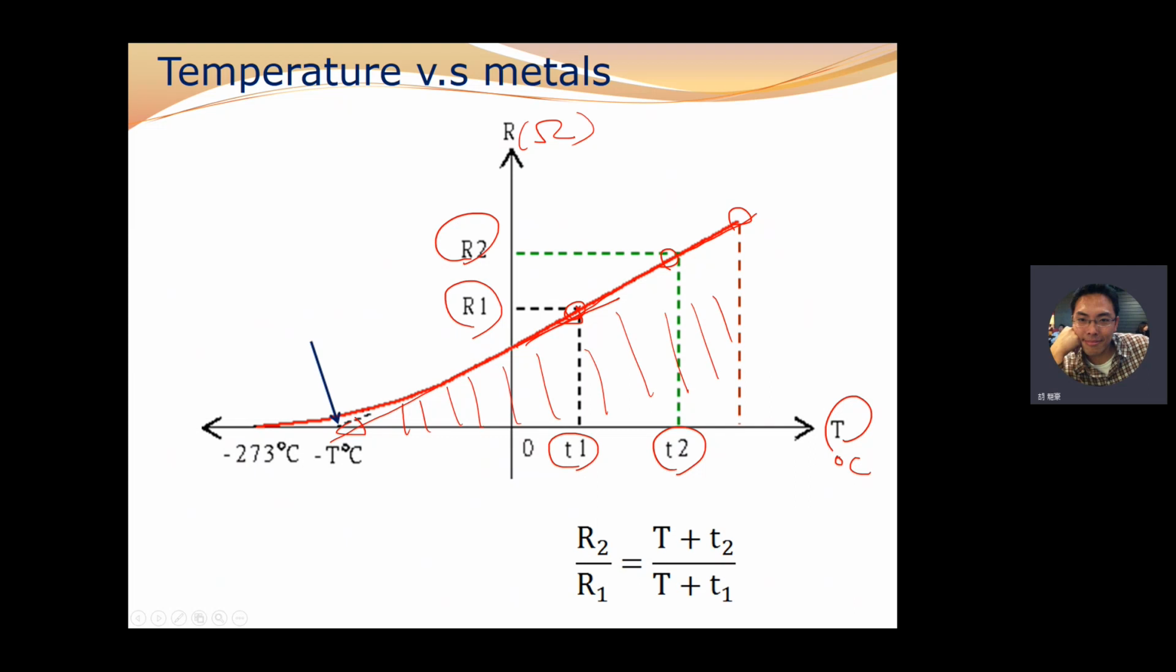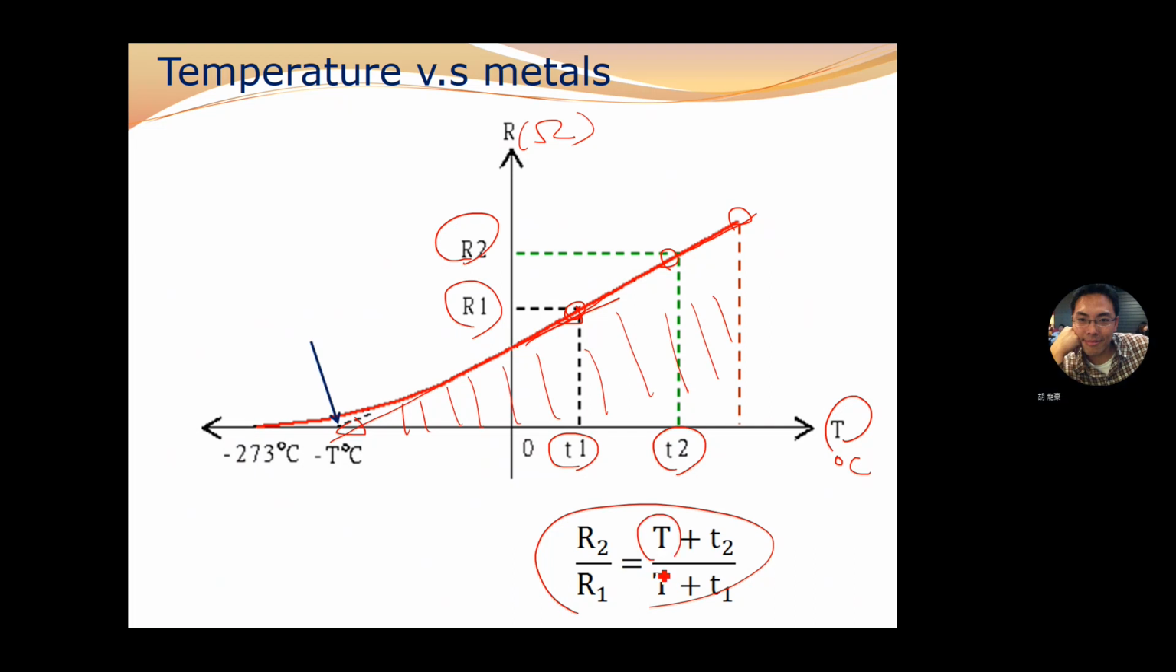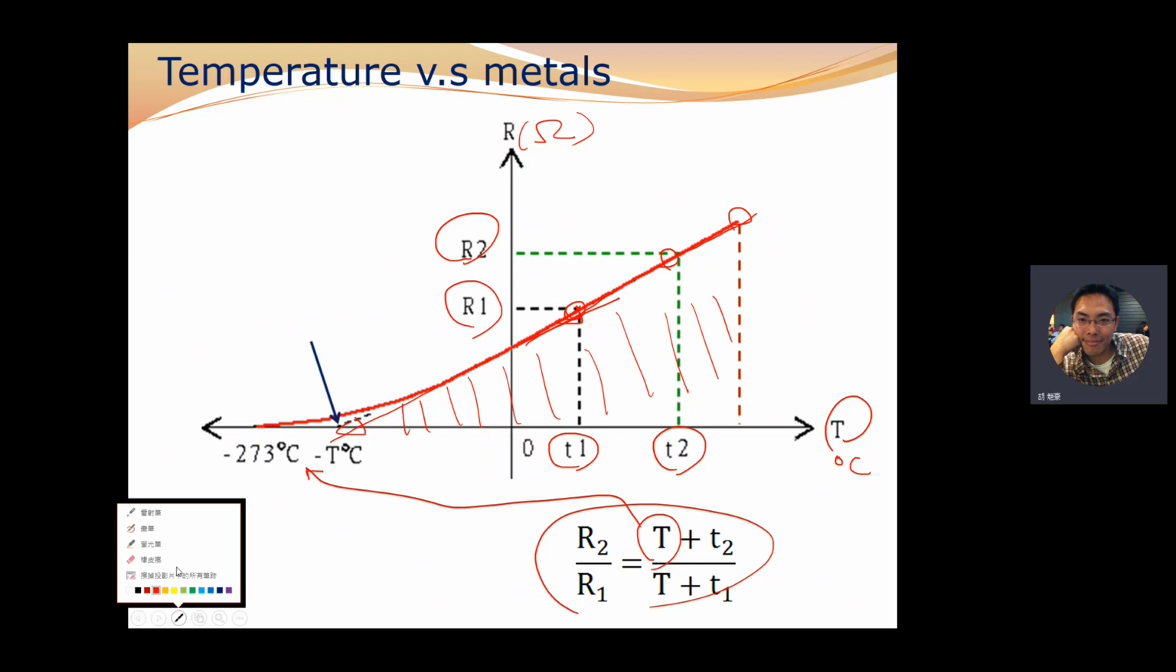I think you already learned this in elementary or junior high school. So the relation is this: R2 divided by R1 equals T plus T2 over T plus T1. And what does the capital T mean? The capital T means the intercept of this linear relation.